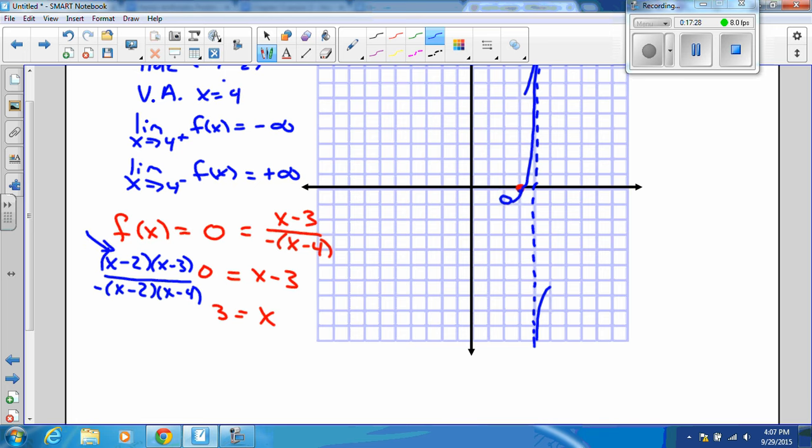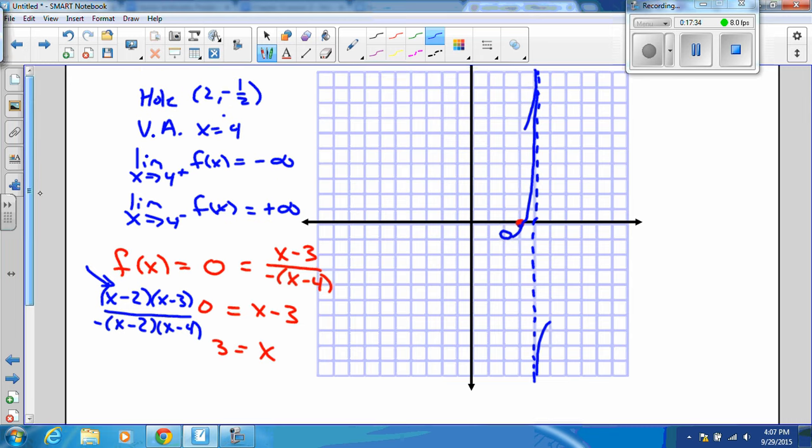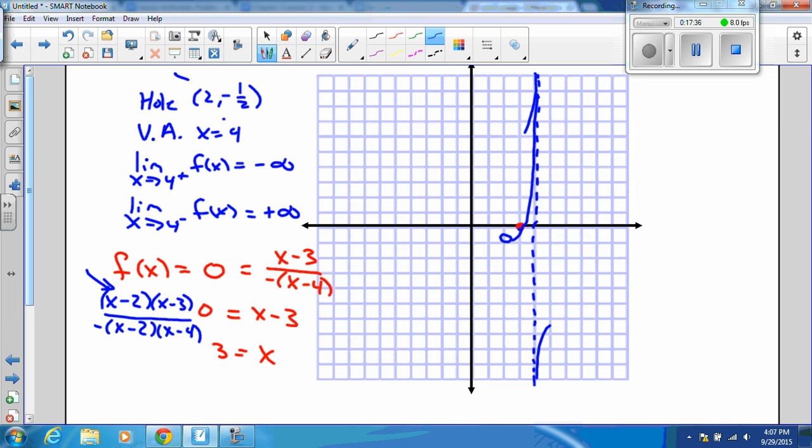And students will sometimes look at this and say, hey, look, I've got a 0 at x equals 2 because I've got a factor of x minus 2 in the numerator. But we have already previously discovered that x equals 2 corresponds to a hole in the graph because x equals 2 is an excluded value. Therefore, it cannot possibly also be a 0.